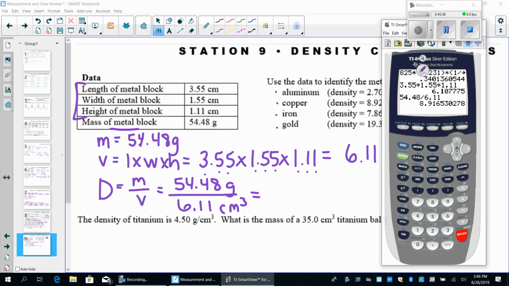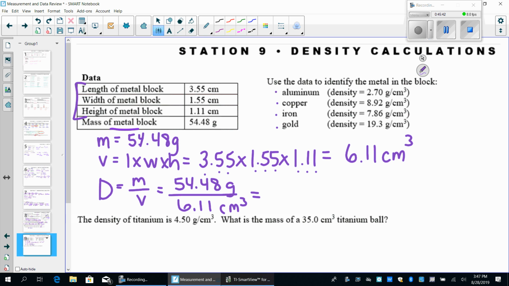And that comes out to 8.91653, and it keeps going. You want to round that to 3 significant figures because of those 3, and that's going to round to 8.92 grams per centimeter cubed.